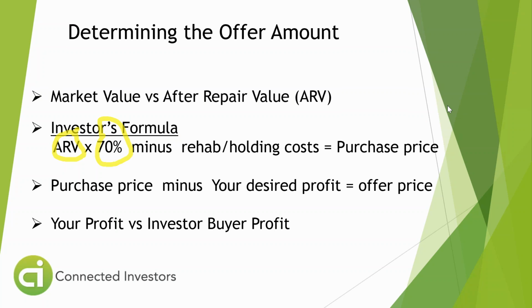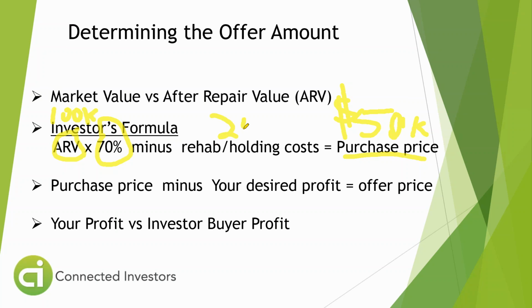Take the after repair value, for even numbers, let's say the house is worth $100,000 after repair, times 70%, that's $70,000, but you still have to subtract out the rehab and holding costs. That might be another, say, $20,000. Maybe it needs $15,000 in rehab, another $5,000 in holding, so that's $20,000. That means the purchase price on that house in this scenario is going to be around $50,000, $50K. So that would be the purchase price that an investor is going to pay for a property that's worth $100,000.